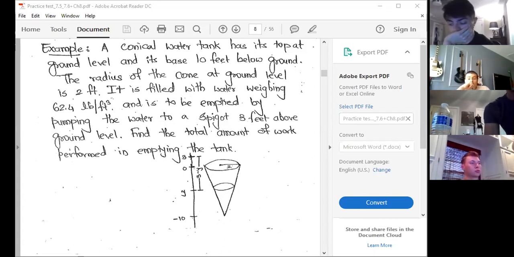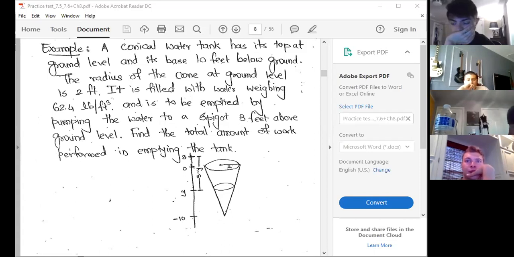A conical water tank has its top at ground level and its base 10 feet below ground. The radius of the cone at ground level is 2 feet. It is filled with water weighing 62.4 pounds per cubic foot, and is to be emptied by pumping the water to a spigot 3 feet above ground level. Find the total amount of work performed in emptying the tank.